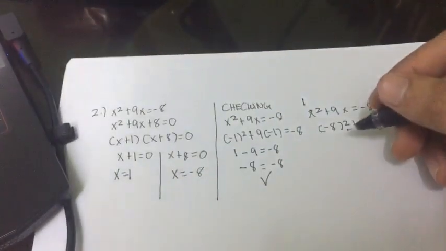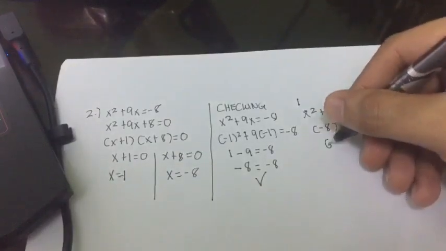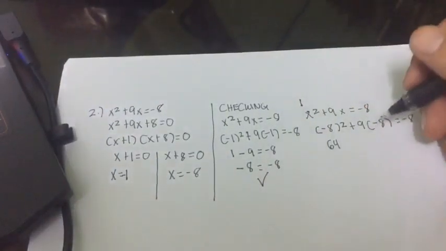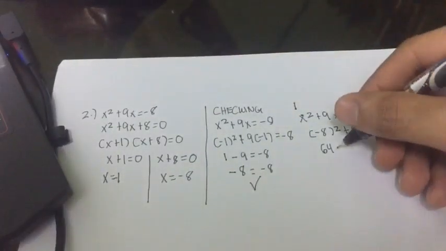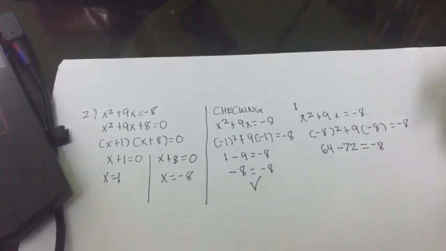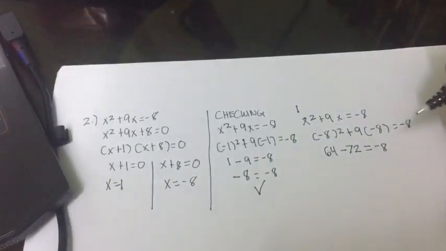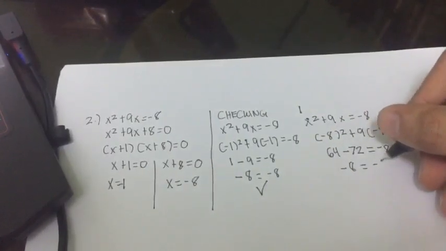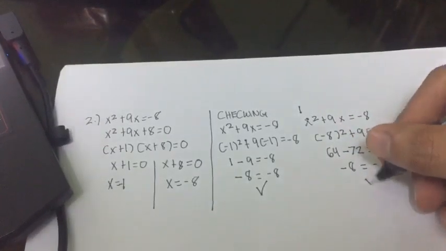So negative 8 squared is equal to 64. Came positive. And 9 times negative 8 is equal to negative 72, is equal to negative 8. 64 minus 72 is equal to negative 8. It's the same, just like in the first. It means it's correct.